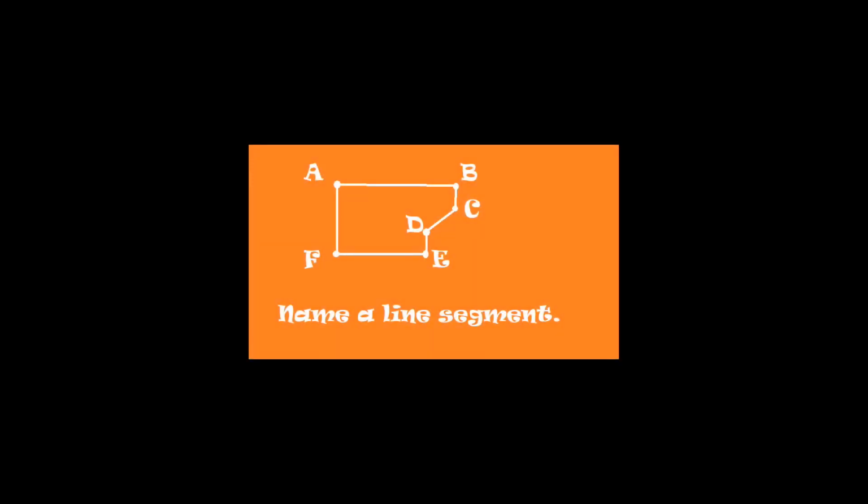Now take a moment to examine this figure. There are several line segments here. I want you to name one of the line segments in this shape. There are several different answers you could have put here. I gave you 2 examples, line segment FE or line segment DC. You could also write these names backwards as EF or CD. And there are other answers you could have put as well.